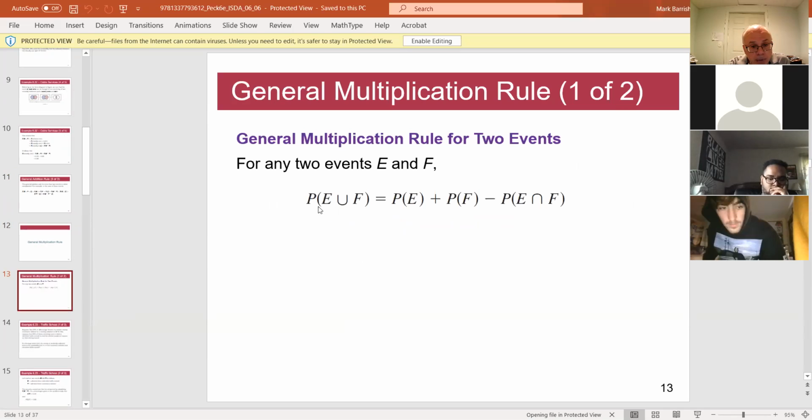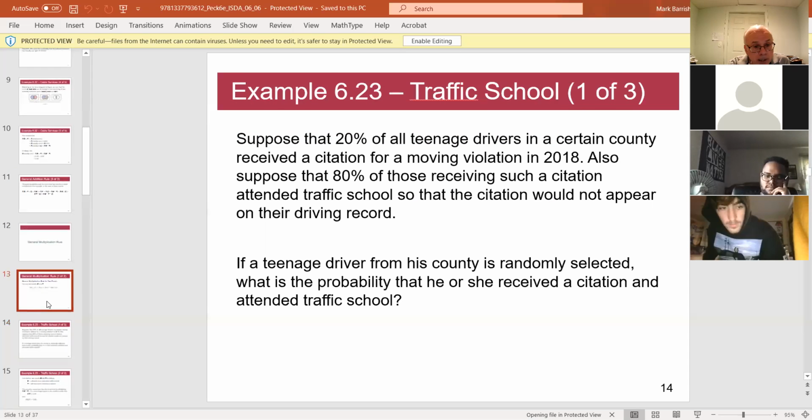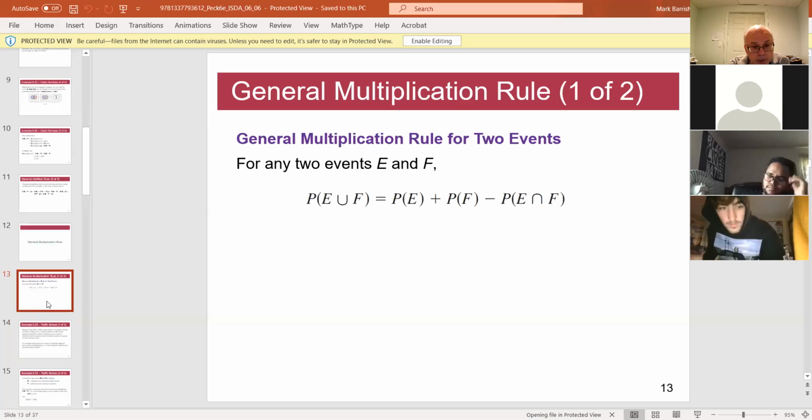Now remember, a minute ago, we talked about this. This is the general addition formula. And I think the slide actually made a mistake here, so I'm going to have to change this. The publisher put this slide out, and this is incorrect. This is not the multiplication rule. Obviously, this is the addition rule we just saw.